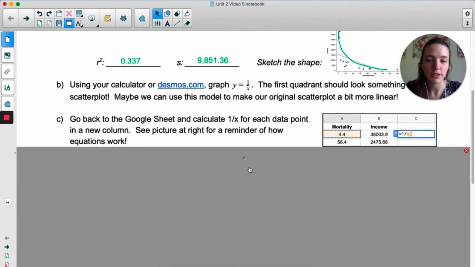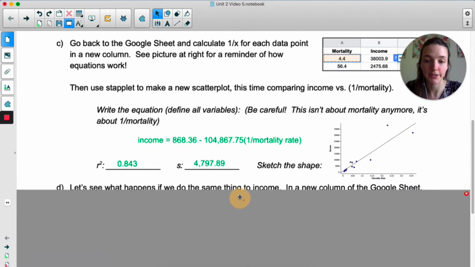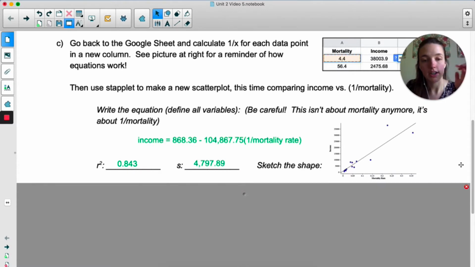Okay. So then we changed x into 1 over x, and that looks much better, much more linear. Now the slope is positive, which is interesting. And notice in my equation, I've written 1 over mortality rate. Okay, so you have to note in your equation that you changed something. It's not the right equation if we just do x. It has to be 1 over x. You can see right away that this line is much better because r squared is higher. This is much closer to 1 than 0.33, and our standard deviation of the residuals got much smaller.